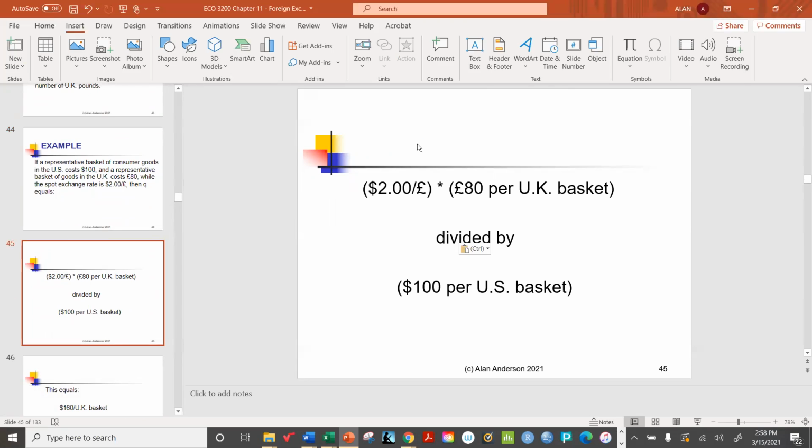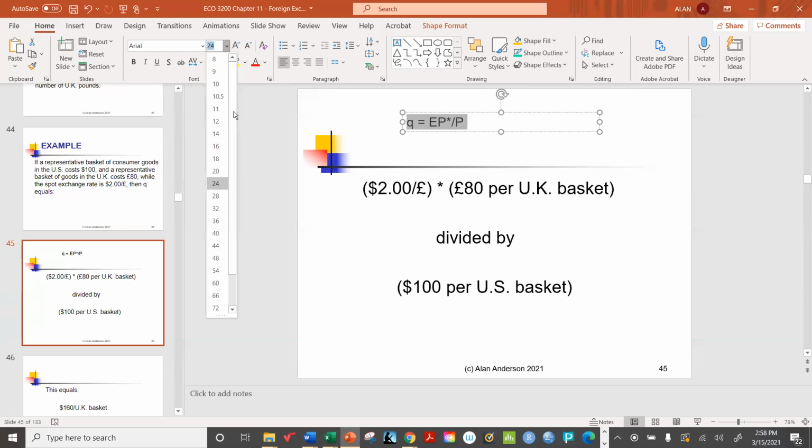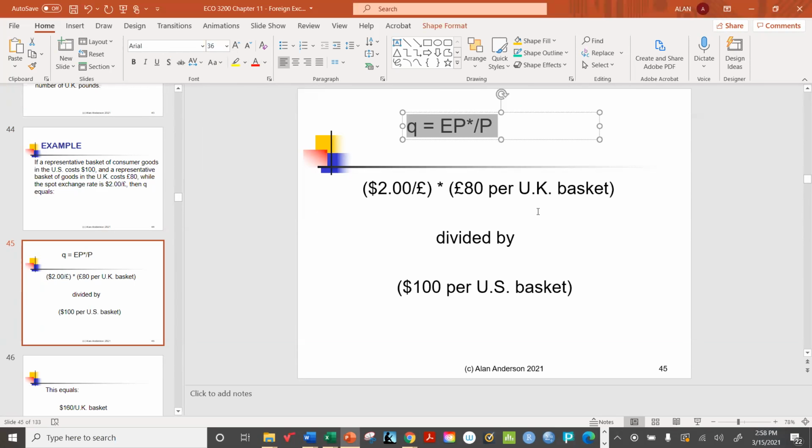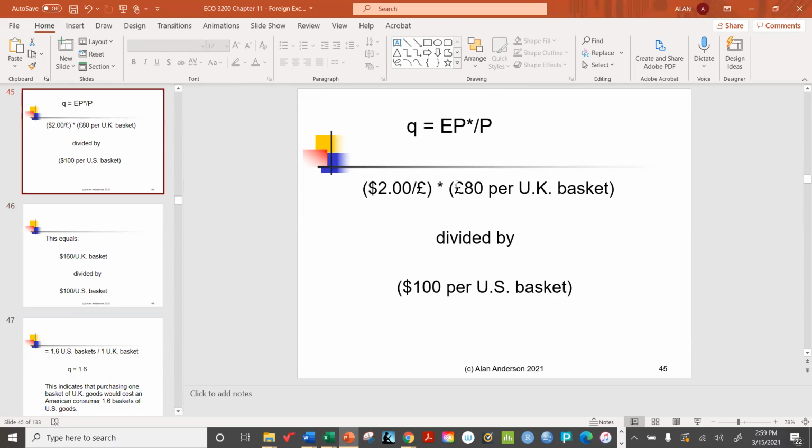All right, I'll just sneak it up here somewhere so you can see what's going on. So we're going to plug in some numbers. E is the spot exchange rate, $2 per pound. P star is the cost of the British basket. And the US basket costs $100.